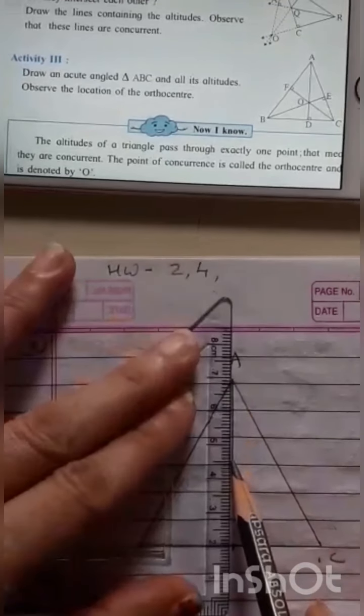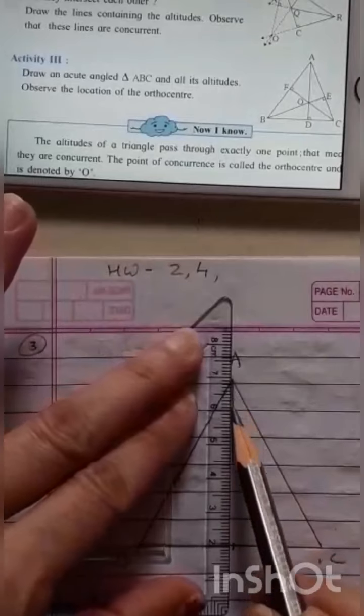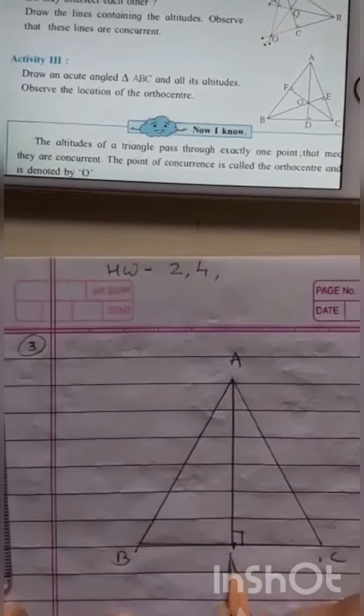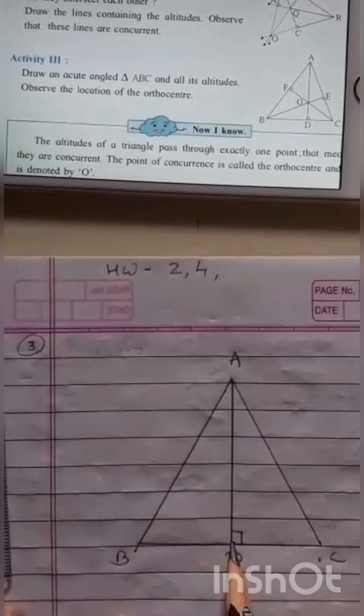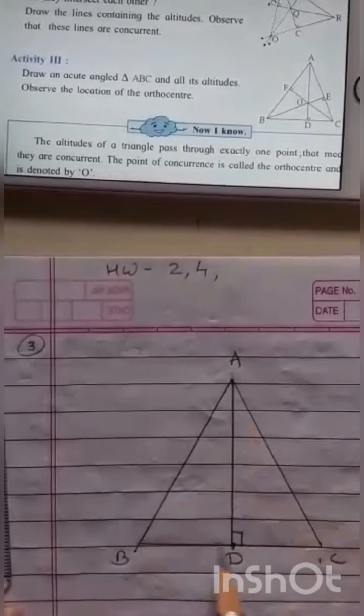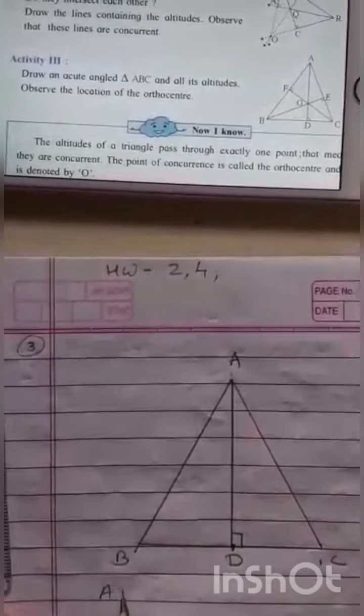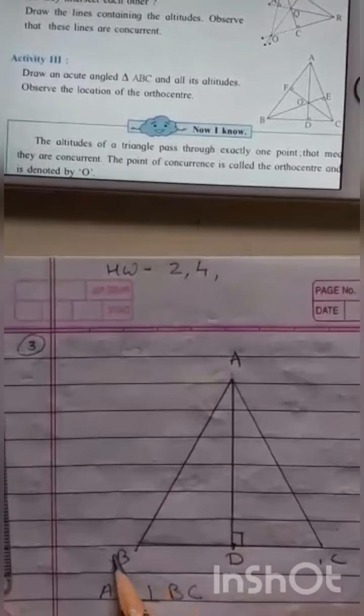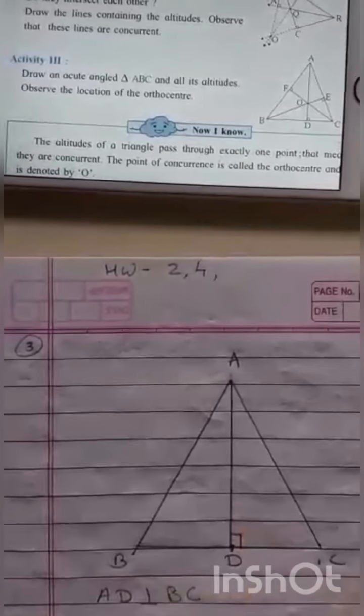So I'll be drawing a perpendicular on my BC. So AD is perpendicular to BC. So AD is perpendicular to BC, base BC. So this is one altitude.